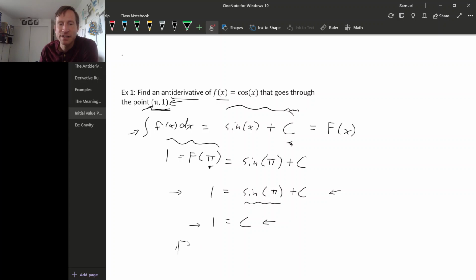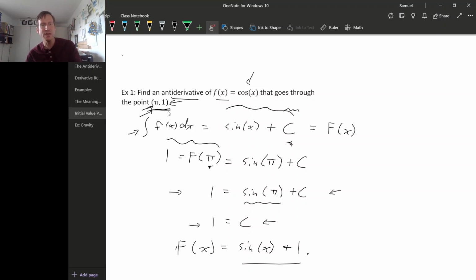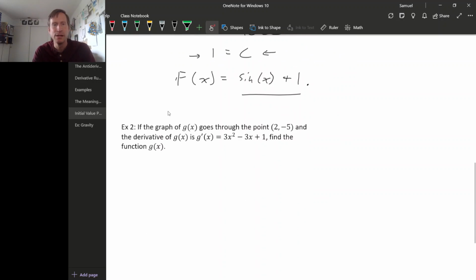So our antiderivative, the only antiderivative that goes through this point, is sine x plus 1. And this is an antiderivative of cosine, right? If you take the derivative of sine x plus 1, you do get cosine x, but it also goes through this point. And this is the only antiderivative of cosine x that goes through this point. Let's look at one more example.